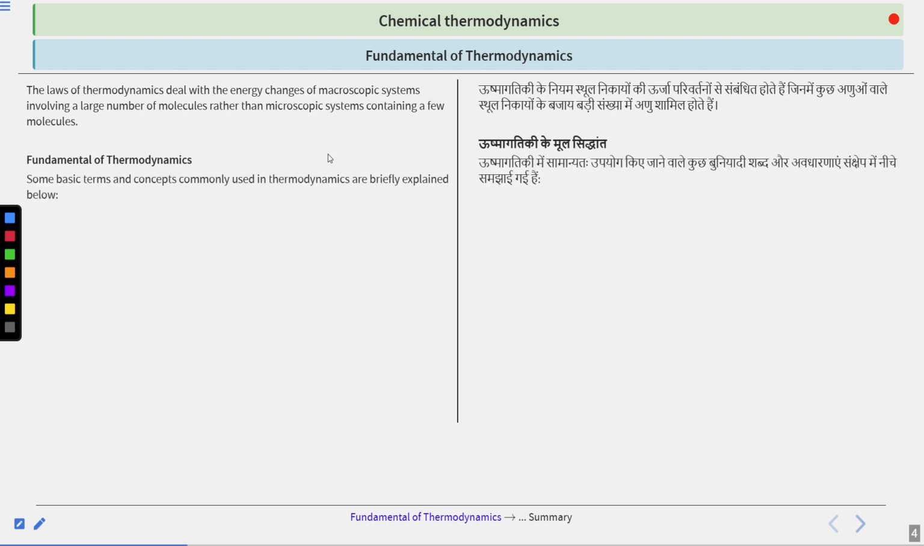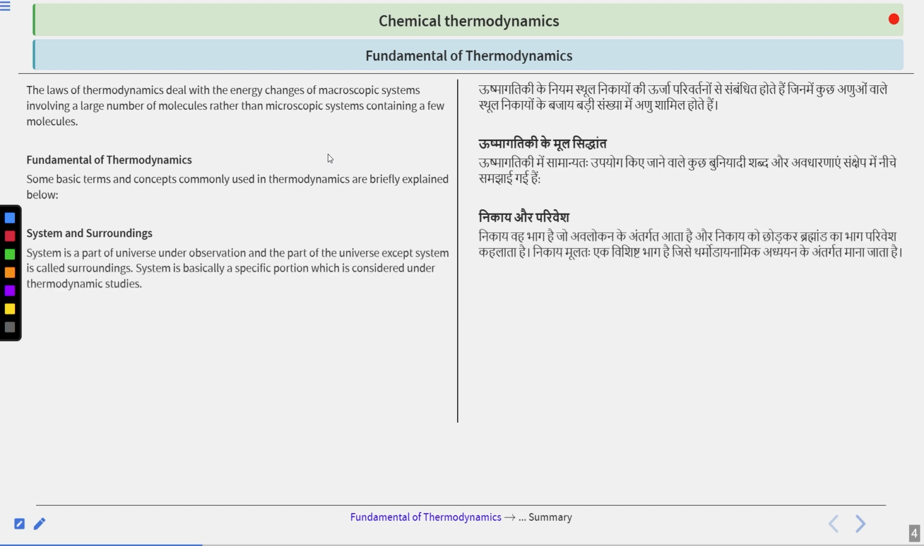First, we will see some terminology, starting from system and surrounding. What is a system? The system is that part of the universe which is under observation, and the part of the universe except the system is called the surrounding. Clear? We are saying that only that part is considered as the system where we are doing our reactions or seeing the reaction. The area under our observation is taken as the system. Except that part, every other part is considered as the surrounding.